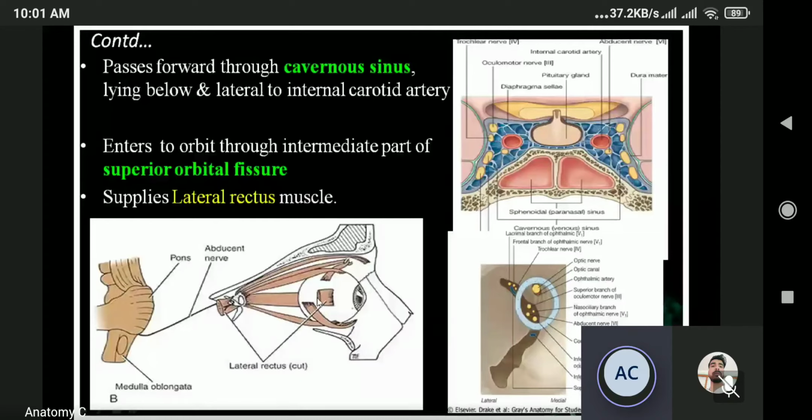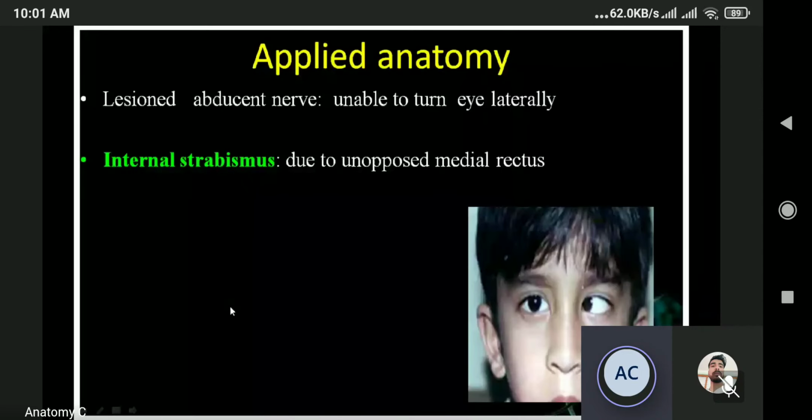Now what is the action of the abducens nerve? It supplies the lateral rectus. What will be the action of the lateral rectus? The lateral rectus will pull the eyeball laterally. But whenever you have a lesion in the abducens nerve, the lateral rectus muscle will be paralyzed. As a result, the person will be unable to turn the eye laterally, and you will have an internal squint due to the unopposed action of the medial rectus. Is it clear?